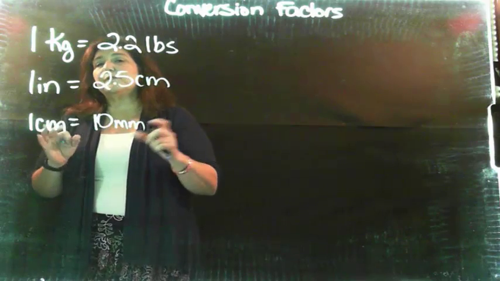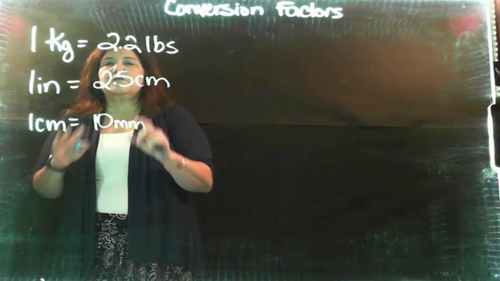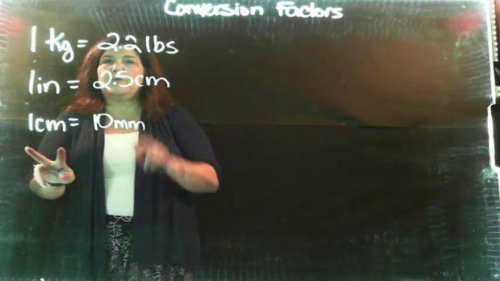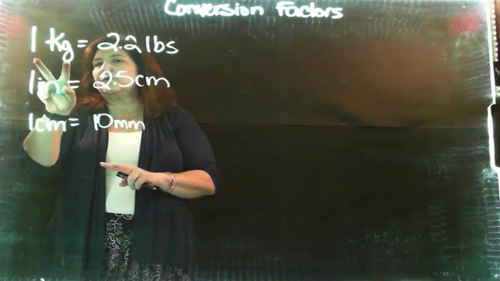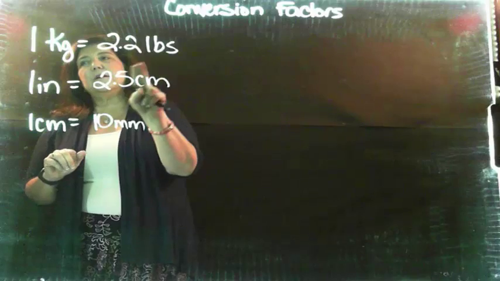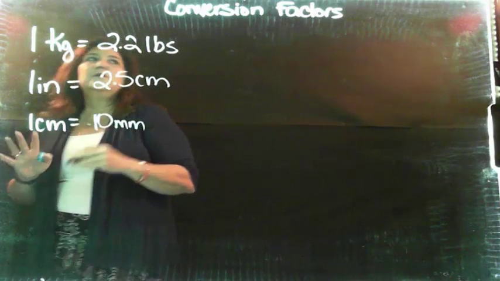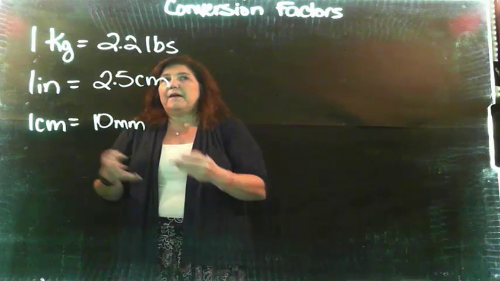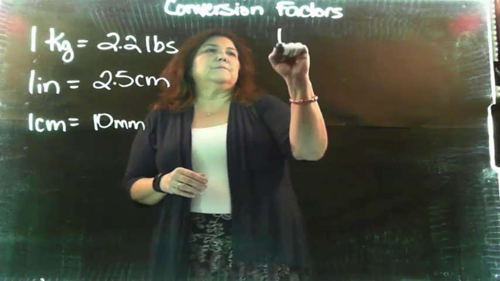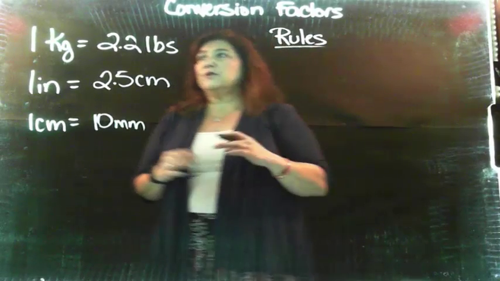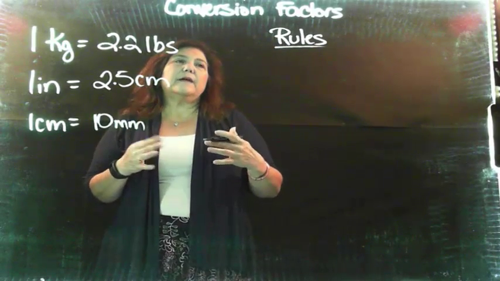We can always tell which one's larger versus smaller, because when we have 1 over here and a larger number over here, this is the larger unit, because this is telling me that it takes more of these to make one of the larger unit. So with that, then we have our rules. And the rules for conversion are simple and they're short.